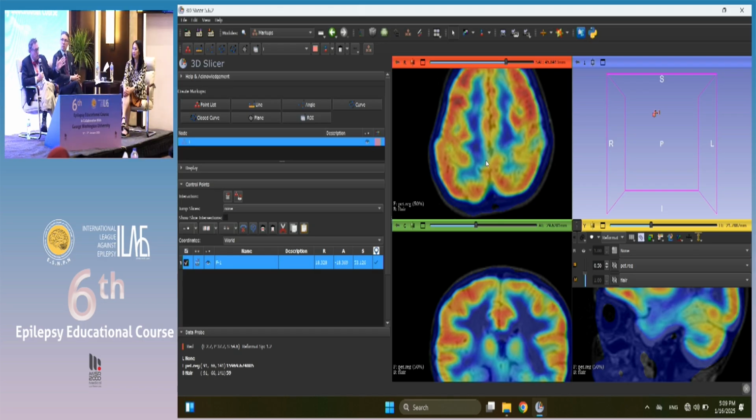And the other issue is whether you need to do any motor or language mapping. So the child is right-handed. Is the child right-handed? Yes. Right. But 5% of people who are right-handed have right hemisphere language. So you would want to do motor mapping plus some language mapping in this child. Yeah. Okay.